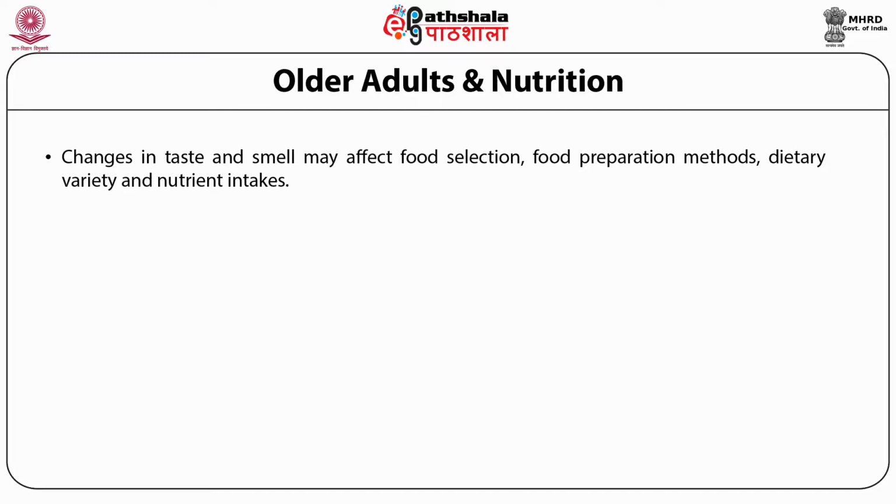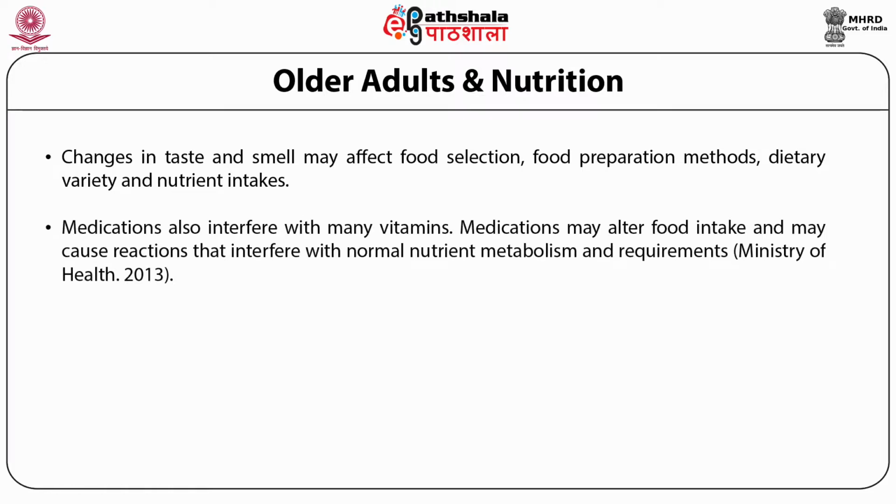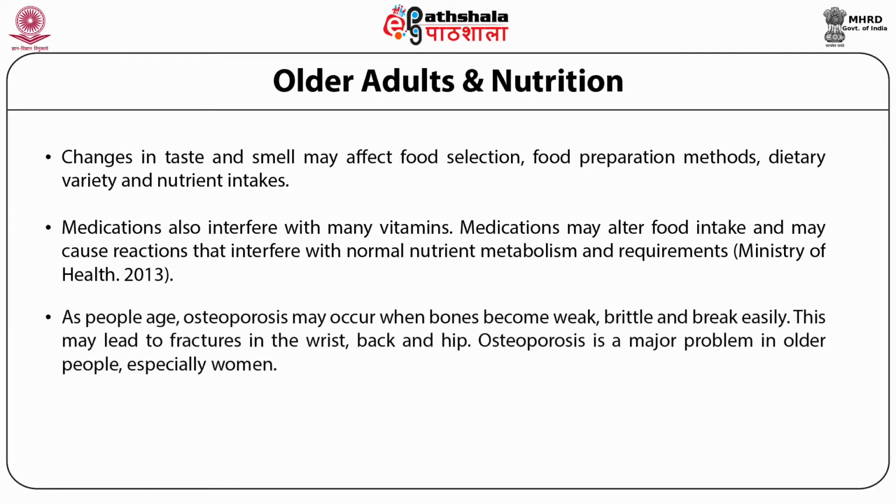Besides that, elderly people face several health problems for which they might be taking some medications, and those medications may also interfere with their vitamins. Medications may alter food intake and may cause reactions that interfere with normal nutrient metabolism and requirement. As people age, the chances of osteoporosis, which is the loss of bone with age, increase, which makes the bones weak and brittle, and they might break easily. This may lead to fractures in the wrist, back or hip. So osteoporosis is a very major problem among the elderly, especially elderly women.